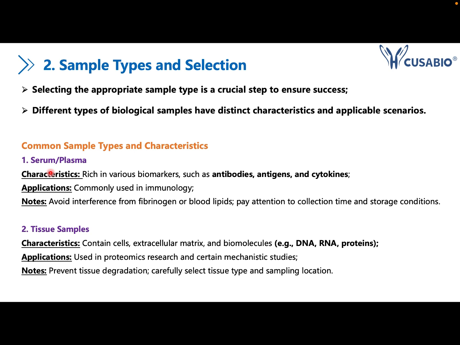For the tissue samples, this type of sample usually contains cells, extracellular matrix, and biomolecules like DNA, RNA, and proteins. They can be used in proteomics research and also mechanistic studies. For tissue samples, you don't want degradation, so be sure that you add something to prevent it.